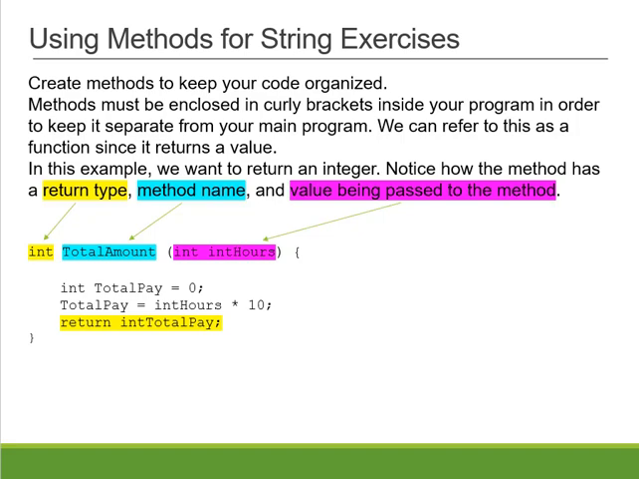See the example of total amount? This is returning an integer value of total pay and receiving an integer value of hours. And you're going to see more methods in the future as we do our string manipulation exercises.